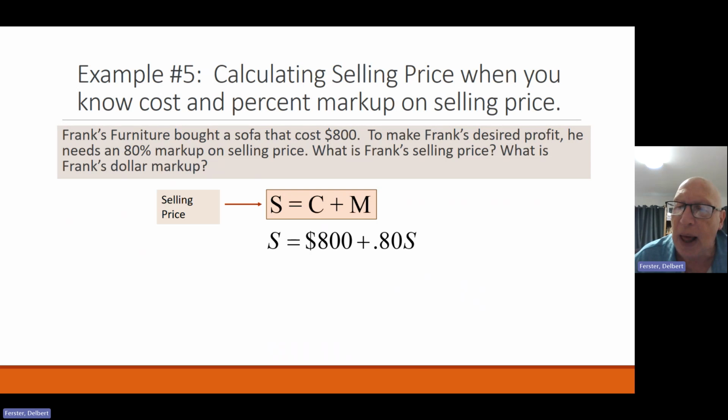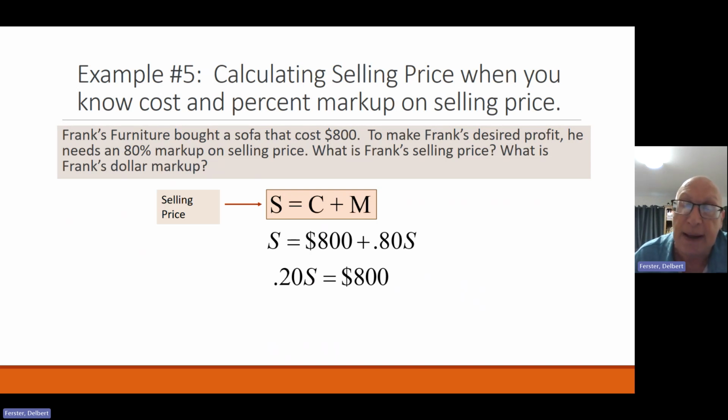And it's important to realize that when we get down there to representing values, we're going to let S be unknown, and that lets M be a form of an unknown as well, and that is 80% of that selling price. Welcome to algebra. Let's move all those S terms to the left side. So we'll subtract 0.80S. That gets us to 0.20S.